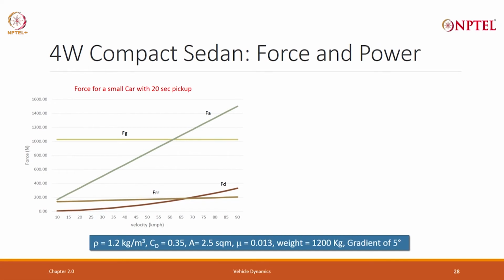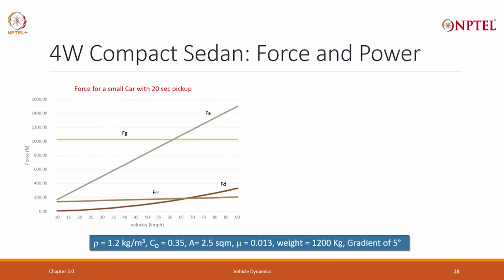Force is of course constant with velocity. If I want to accelerate in 20 seconds, suppose I want to go to 60 kilometers per hour, well, it is again 1000 newtons. But if I want to go to 90 kilometers per hour, it is about 1500 newtons. Force goes up quite a bit.